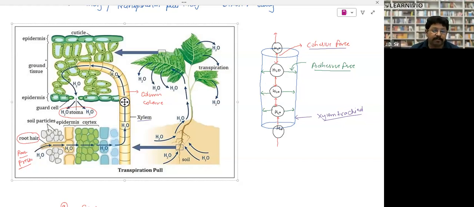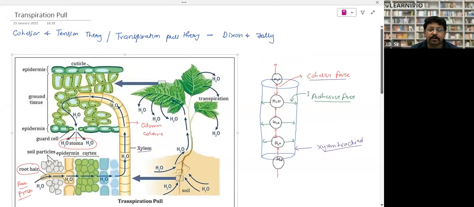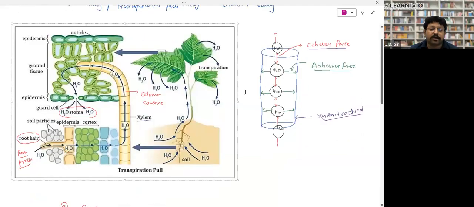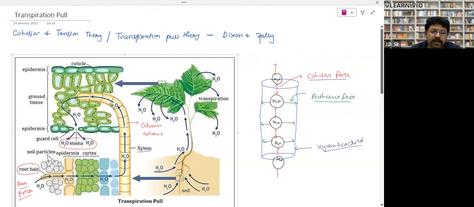And then from the root, water enters here, right? With the help of transpiration pull, the water column is pulled upward, and with the help of cohesion and tension force, this water column is maintained. That's how water transport takes place in the plant. Tell me, is it clear or not? This is all about the transpiration pull theory. It was given by Dixon and Joly, two scientists. They got the Nobel Prize for the same.